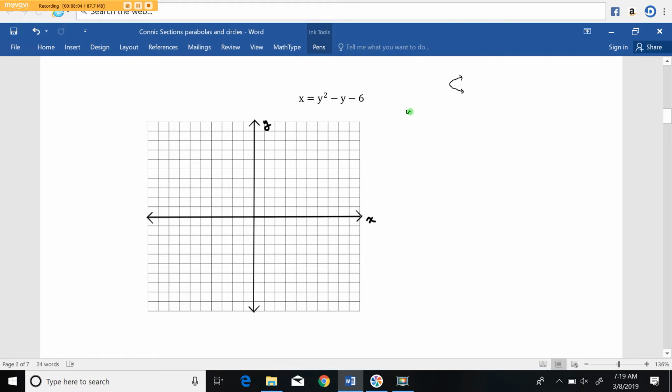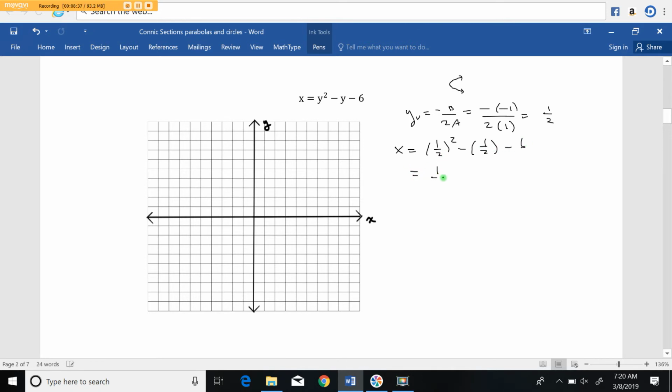The y coordinate of the vertex we can get by -b over 2a. Let's go ahead and do that. So that's going to be -b, which is -1, over 2 times a. A is 1. So we get 1/2. Now we're going to take that value, sub it back into this equation here to get the x coordinate of the vertex. Right, so 1/2 squared minus 1/2 minus 6.